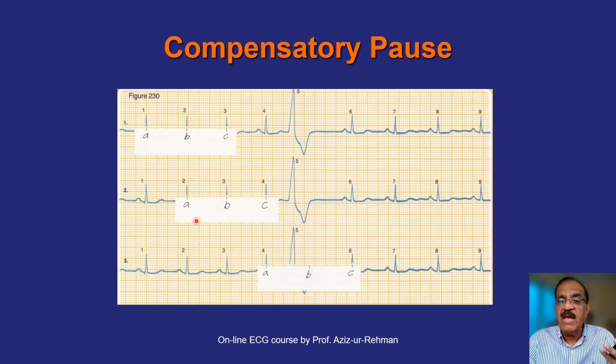This we see in ventricular ectopics. In ventricular ectopics, we see a full compensatory pause. Reason? Atrial depolarization goes on uninterruptedly. But the story is slightly different when we talk about atrial premature beats.